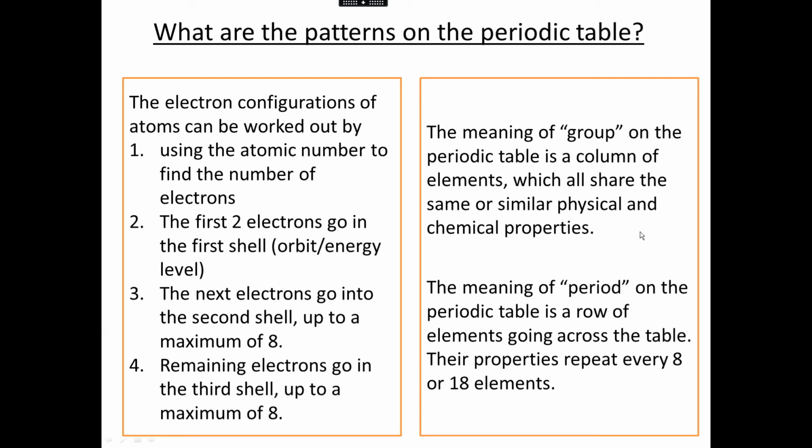Right, what does group mean? Group means a column of elements which share the same or similar physical and chemical properties. They also have the same number in their outer orbit, which I think I've written in the green section coming up on the next slide.